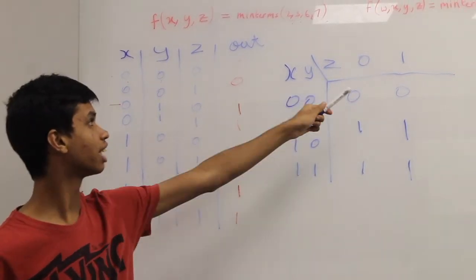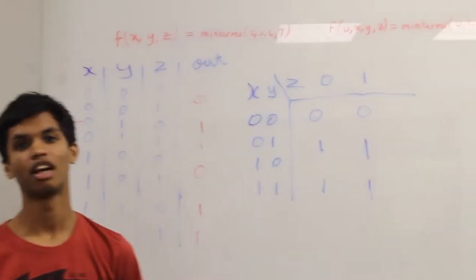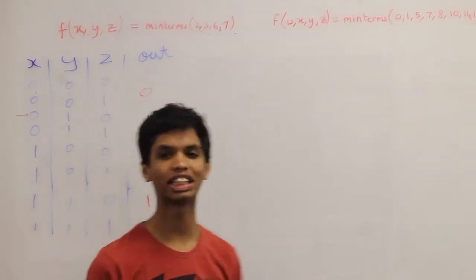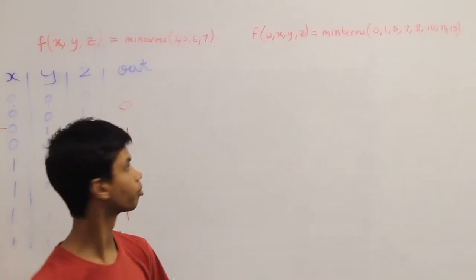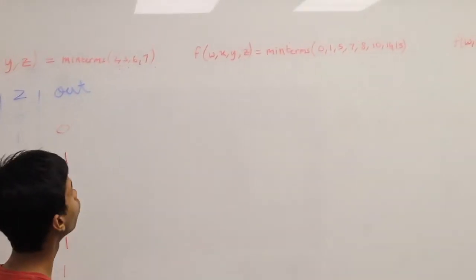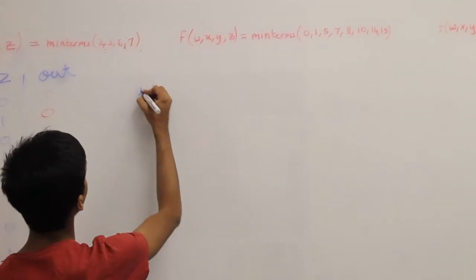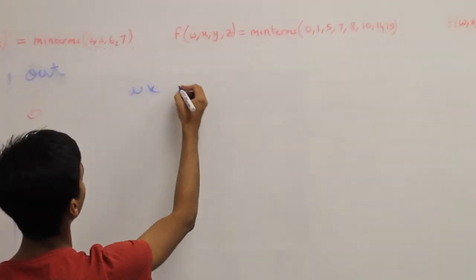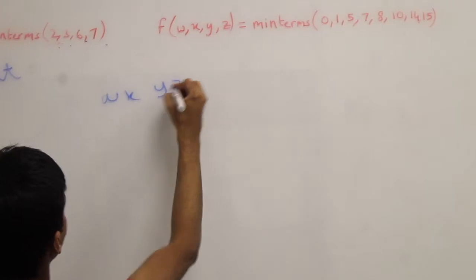Now I'll show you a different example with 4 variables. Now let's show another example with 4 variables. So now we will write W, X, Y, Z.